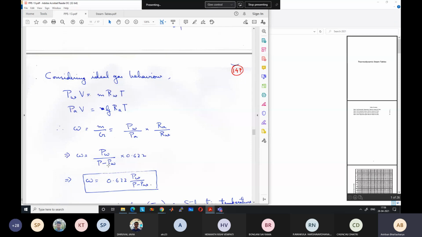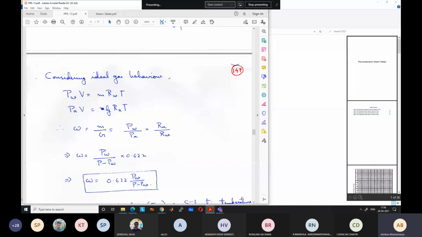So if PW is the partial pressure of water vapor, it can be known based on the relative humidity. If somebody says that the temperature is 30 degrees centigrade and the relative humidity is 40%, how will we know what PW is? Without going to the psychrometric chart, just based on the table also we can find.